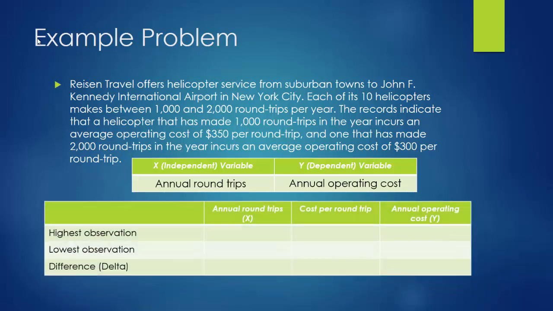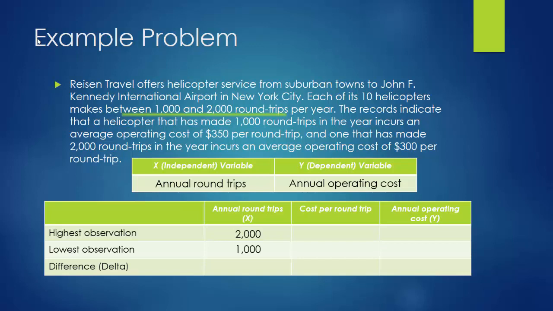Let's use this high-low method to come up with some kind of cost function where we can make predictions about upcoming operating costs. We need to find our highest observation of x and lowest observation of x in the data. Well, what is our x? It is the number of round trips. I set up this question conveniently, so there's not too much information to parse your way through. It says each helicopter makes between 1,000 and 2,000 round trips, which means our highest observation is going to be the 2,000, and our lowest observation is going to be 1,000.